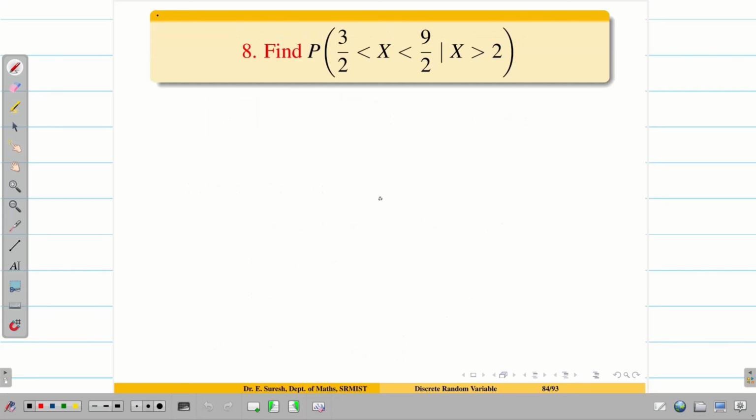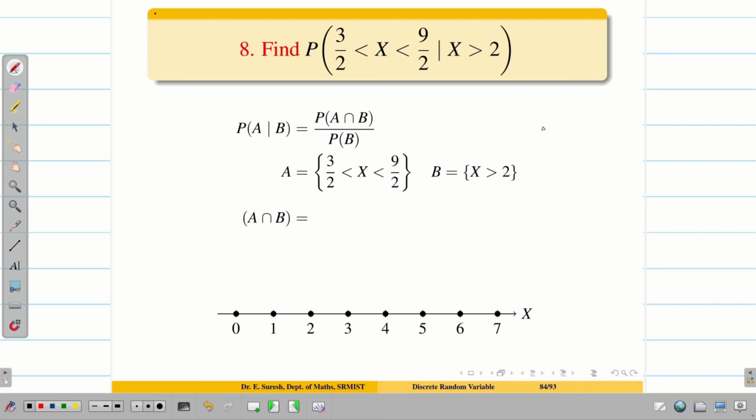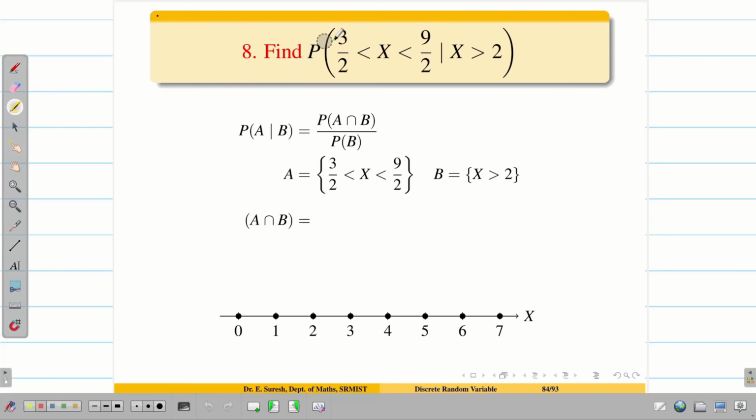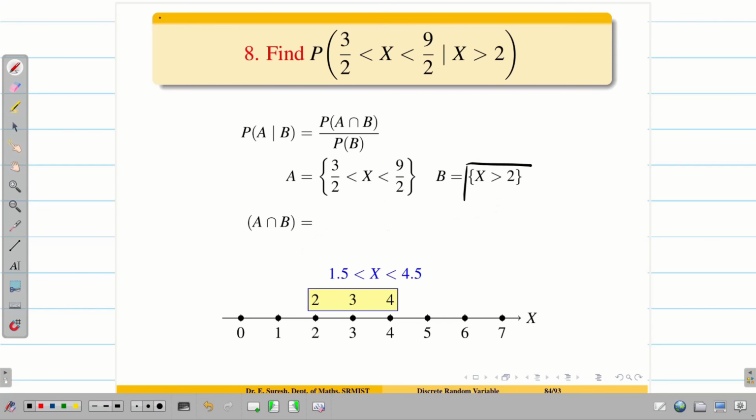In a similar way we can solve the next conditional probability. Now see A: x lies between 1.5 and 4.5. Sometimes students misunderstand that 3 by 2 and 9 by 2 are decimals, and that they are not in my table. That's why it is given x lies between 3 by 2 and 9 by 2, not including both the values. So the values that lie between 1.5 and 4.5 are simply 2, 3 and 4. Next, x greater than 2. So it includes 3 to 7. Now we can see 3 and 4 are common to both conditions. So I can say A intersection B is x equal to 3, 4.